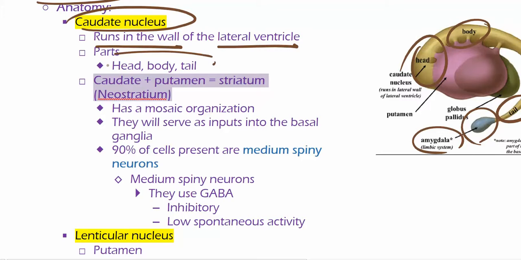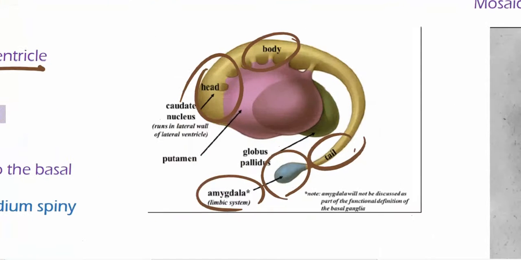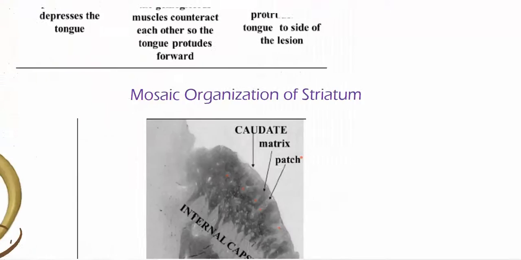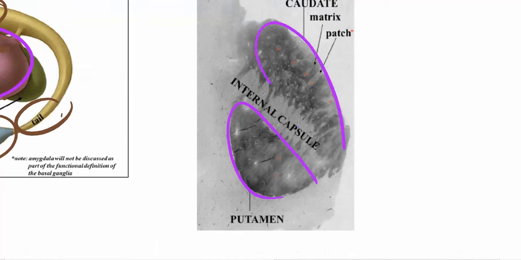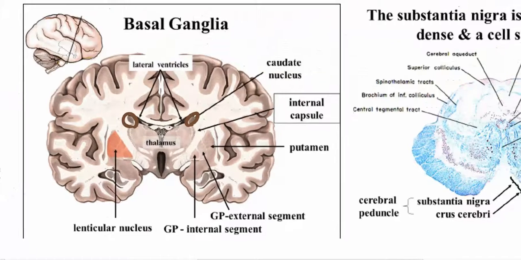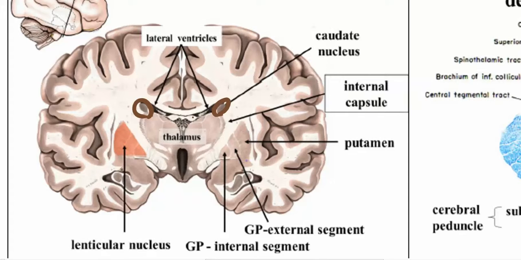Okay, so we have the caudate nucleus. Now we also have the putamen. Let me show you where. You can see the putamen right here. This is your putamen. Actually, all of this is your putamen. Let's get a better view of this. Here's the putamen, and here's your caudate nucleus, separated by the internal capsule.